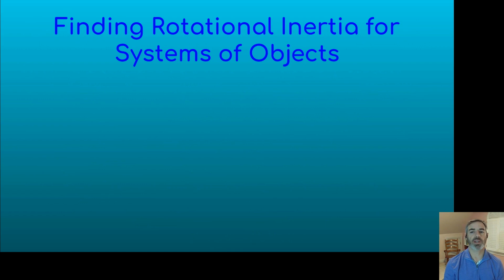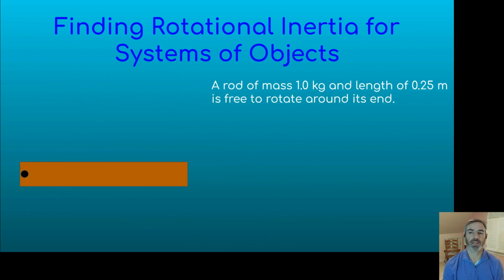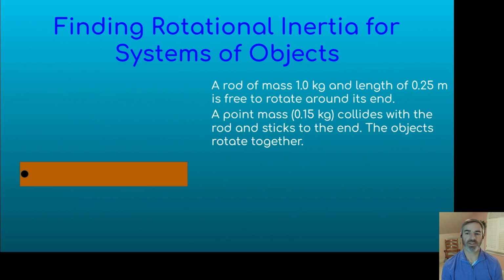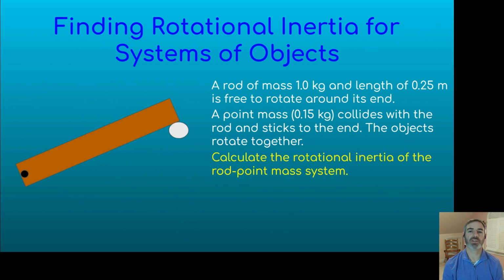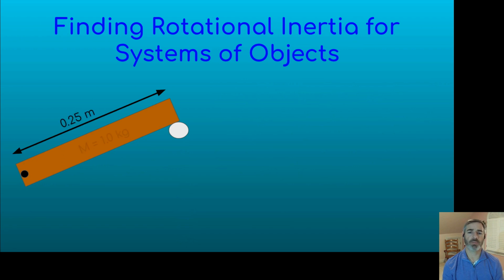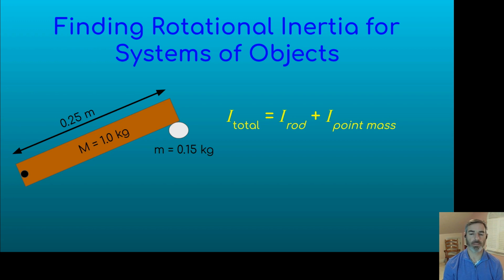So let's find it for another situation where we've got a rod. Given the mass and the length of the rod, it's free to rotate around its end, around that pivot. A point mass is going to collide and stick, causing it to rotate. The question is to calculate the rotational inertia of the rod and point mass system. First, we mark up our diagram with the masses and distances. We can take the rotational inertia of each of the objects and add them together: the rotational inertia of the rod plus the rotational inertia of the point mass.